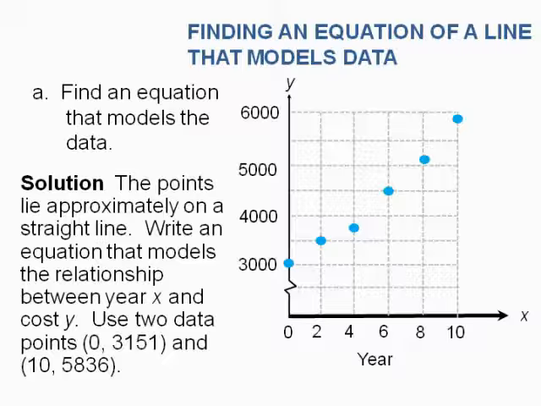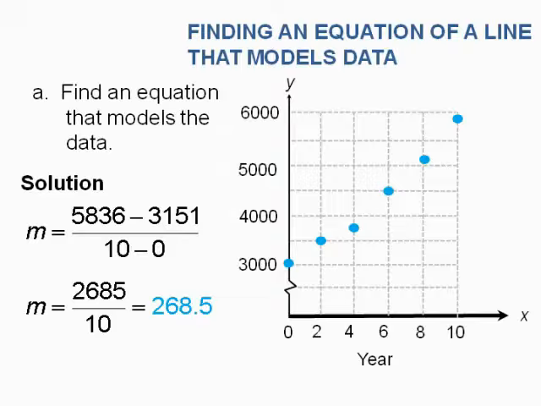It looks like this would be a good one to pick because it could be called the y-intercept. And for one other point, to get a good measure all the way across from one end of the spectrum to the other, we'll take the point (10, 5836). Now of course, if we're going to write the equation of the line, we have to find the slope. Just like we've always done, we took y2 minus y1 over x2 minus x1, and our slope is about 268.5.